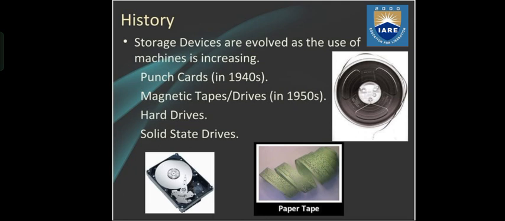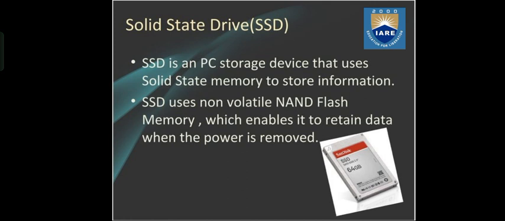History. Storage devices are evolving as the use of machines is increasing. Punch cards in the 1940s, magnetic tapes or drives in the 1950s, hard drives, then solid state drives. Solid state drive, SSD: SSD is a PC storage device that uses solid state memory to store information. SSD uses non-volatile NAND flash memory, which enables it to retain data when the power is removed.